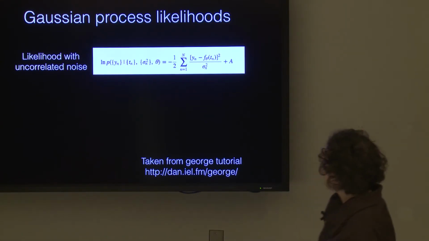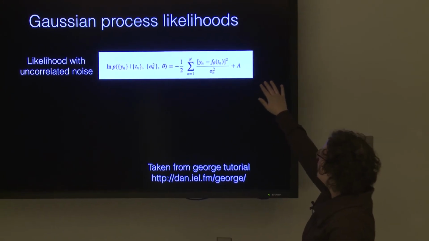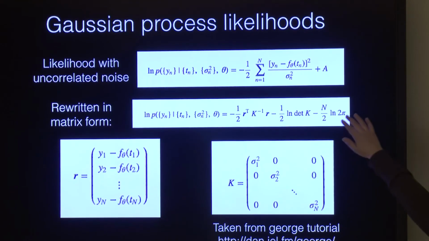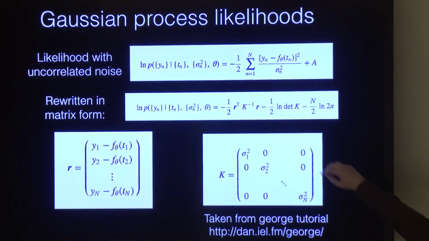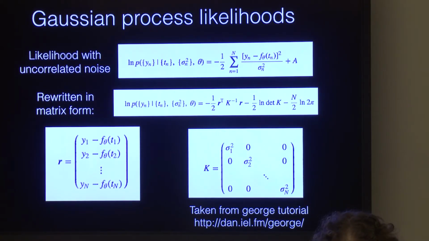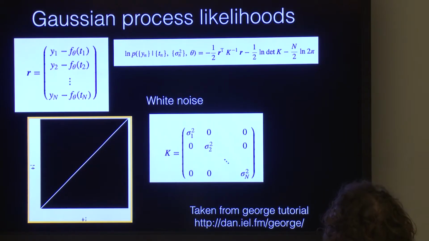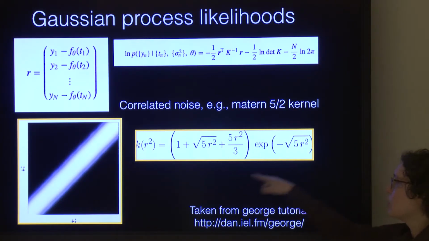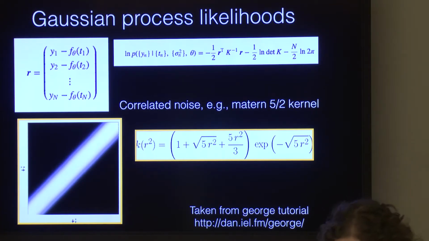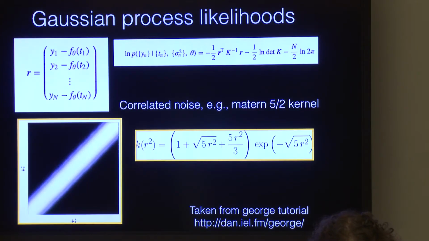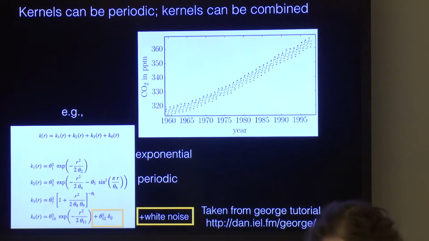As I talked about before, this is the likelihood with uncorrelated noise. You can rewrite it in matrix form, and if there's no correlated noise, you only have power on the diagonals, as we talked about. So this is what it would look like for white noise. But if you don't have white noise, then this kernel gives you a prescription for what the off-diagonal terms should be, and then you can just substitute that into your likelihood function.